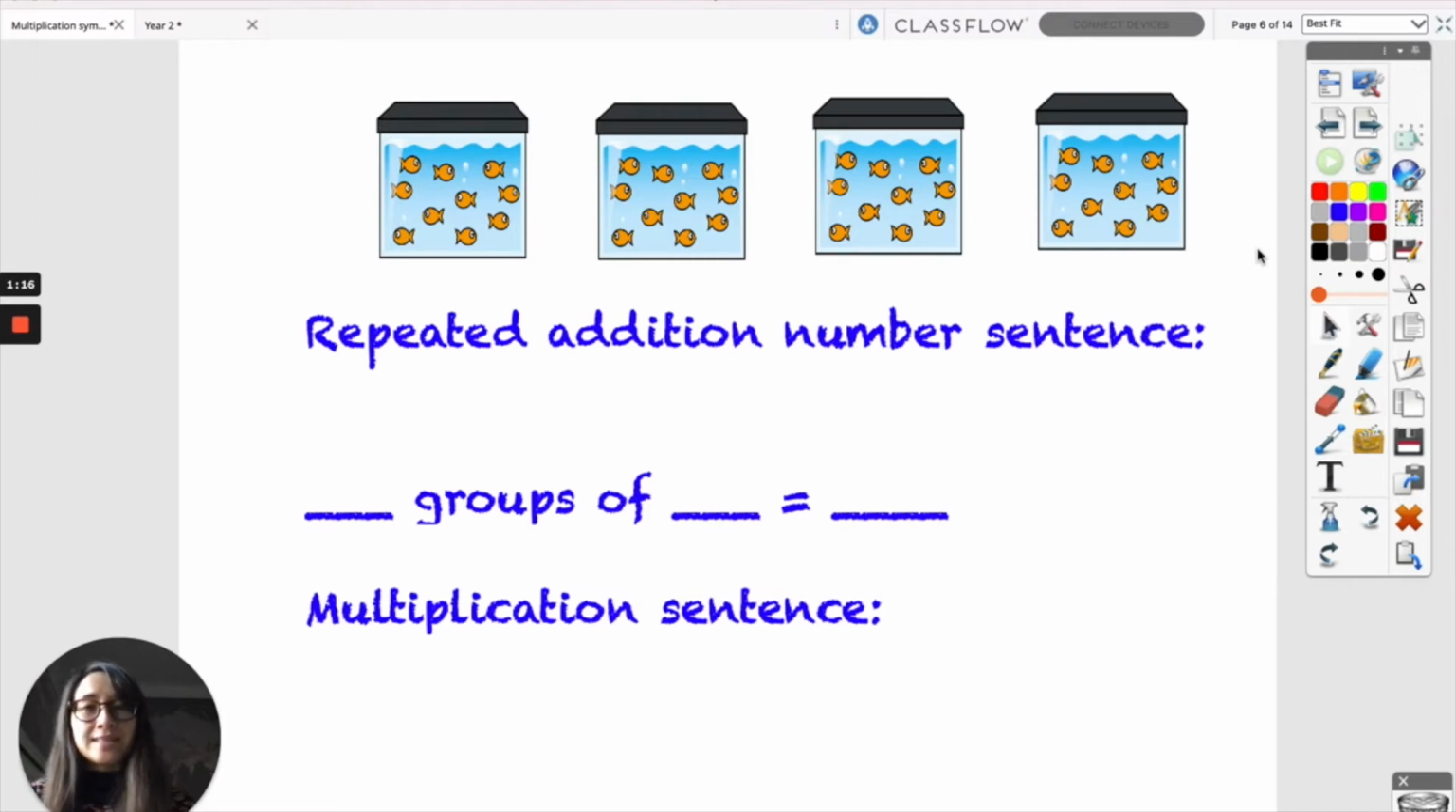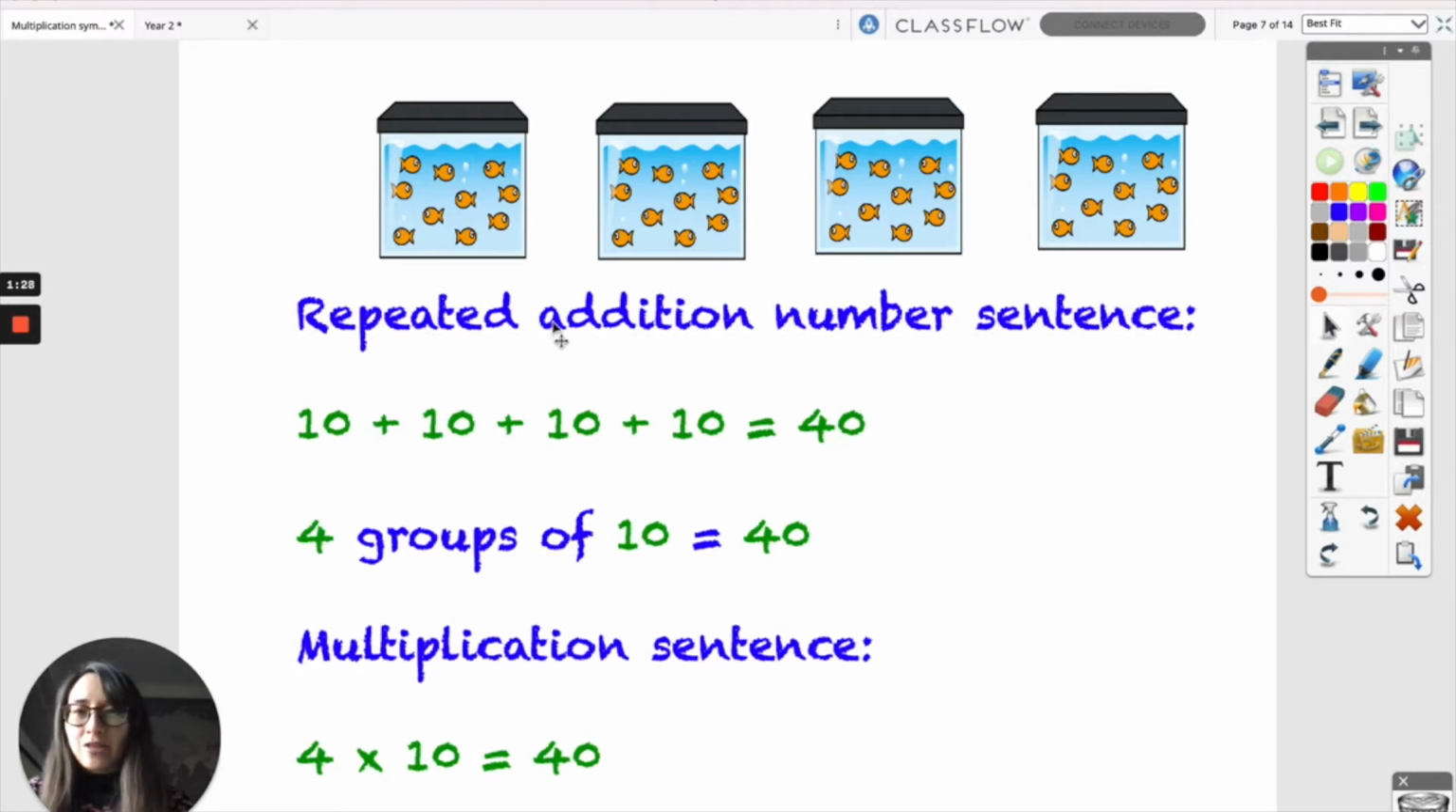Now I want you to do the same thing, but for this picture. So pause the video, and when you are finished, play the video again for the answers. So there are 10 fishies in each fish tank, and there are 4 fish tanks. So our number sentence is 10 plus 10 plus 10 plus 10 equals 40. 4 groups of 10 equals 40. And the multiplication sentence is 4 times 10 equals 40, or 4 groups of 10 equals 40.